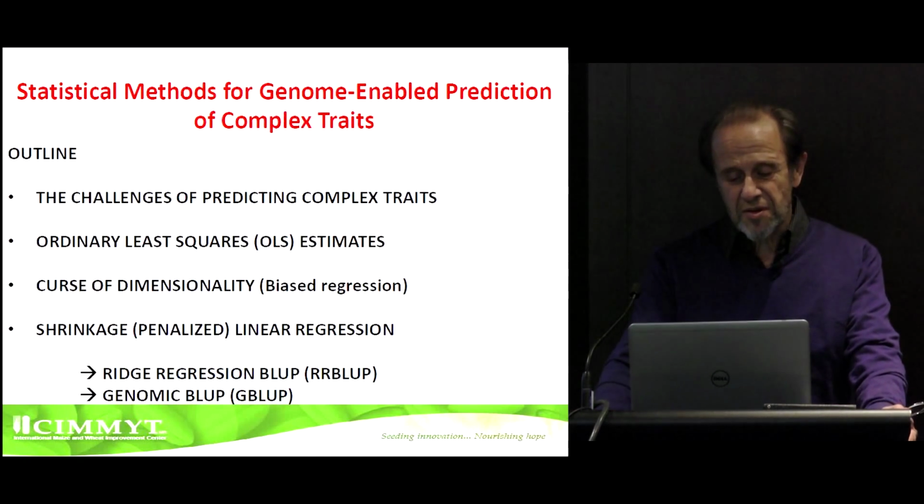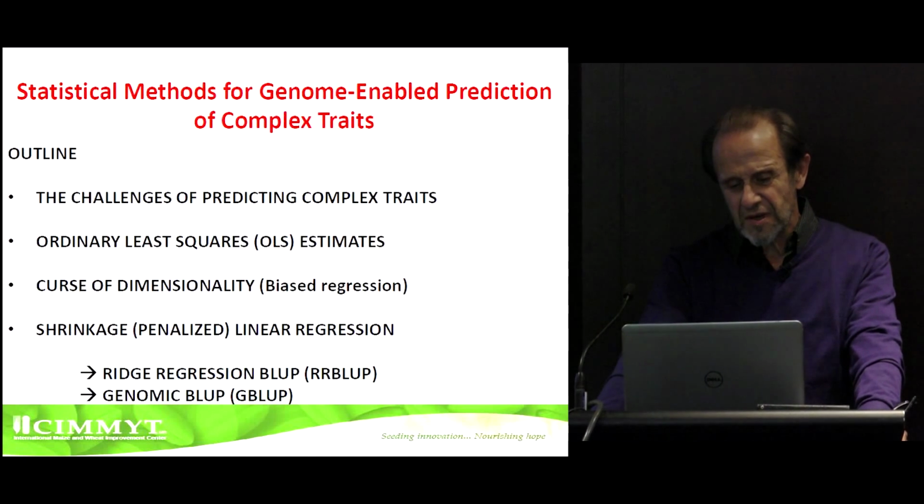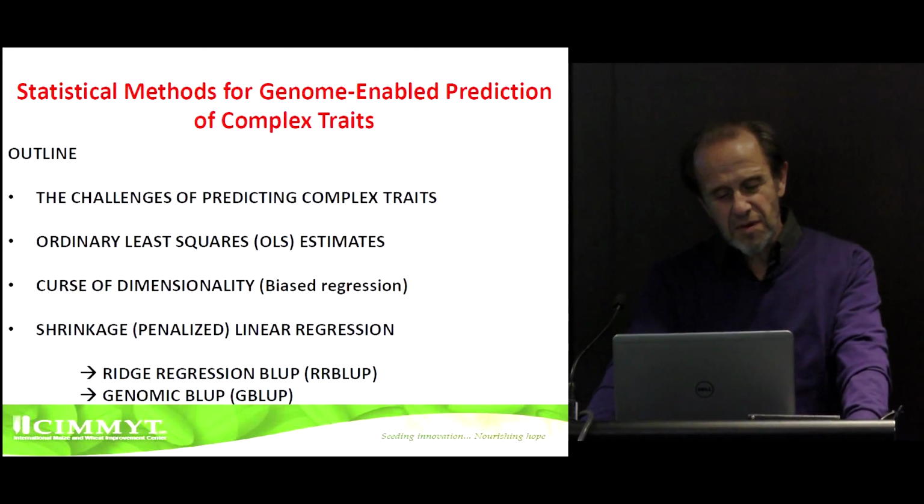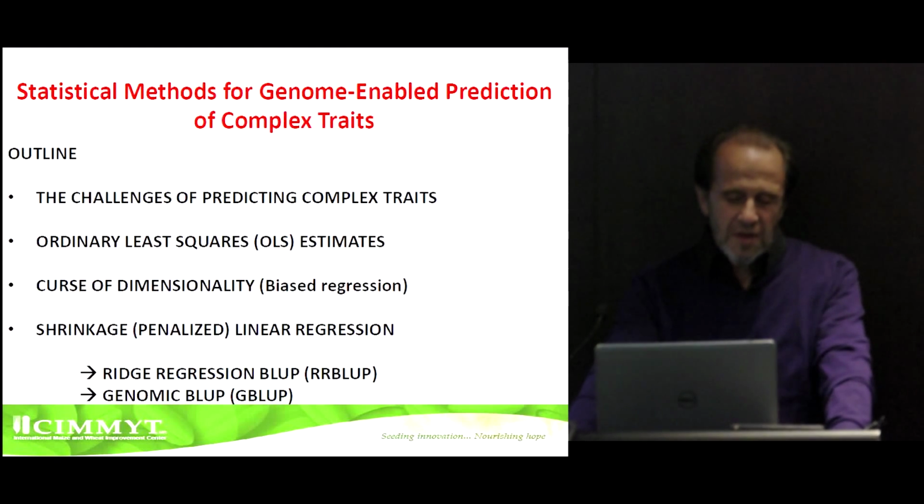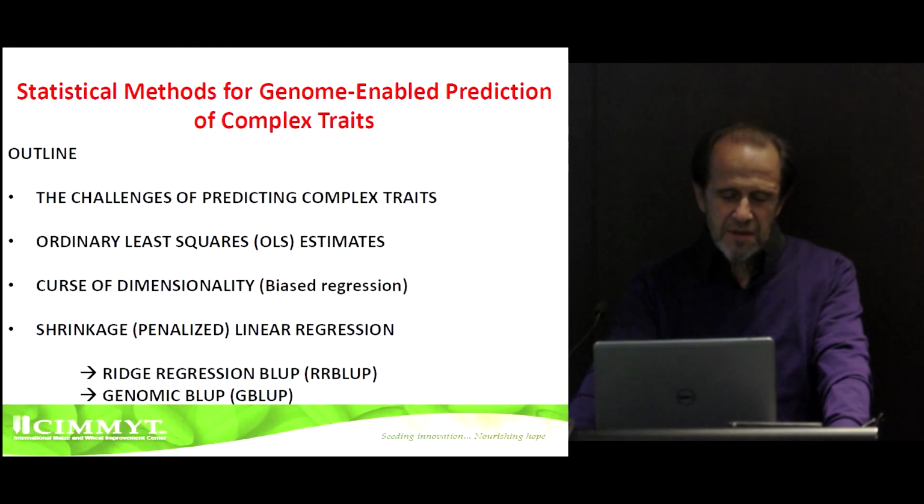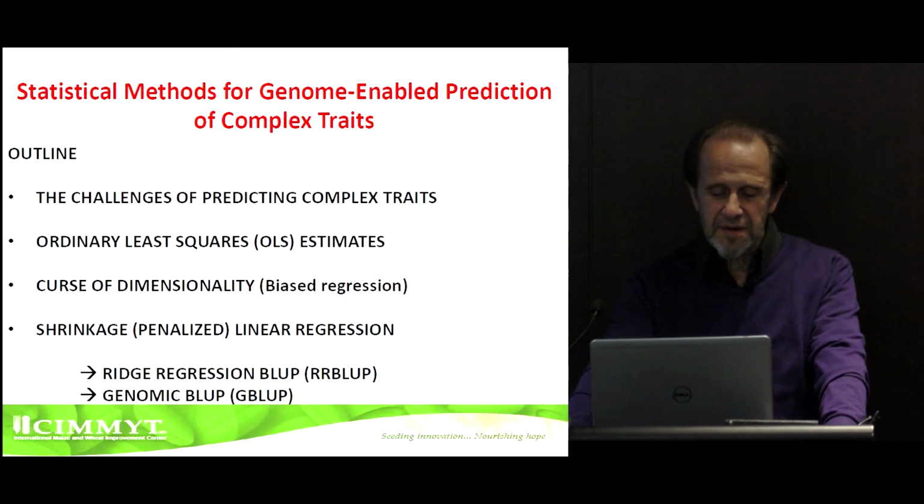Ordinary least square usually doesn't work. There is what we call the curse of dimensionality. So we use Bayesian regression. We use a penalized linear regression. We ended up with ridge and the G-BLUP.